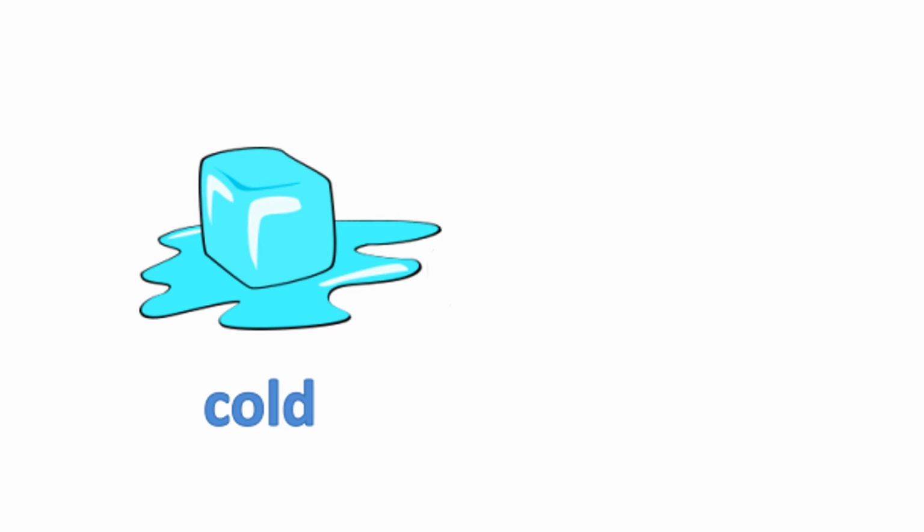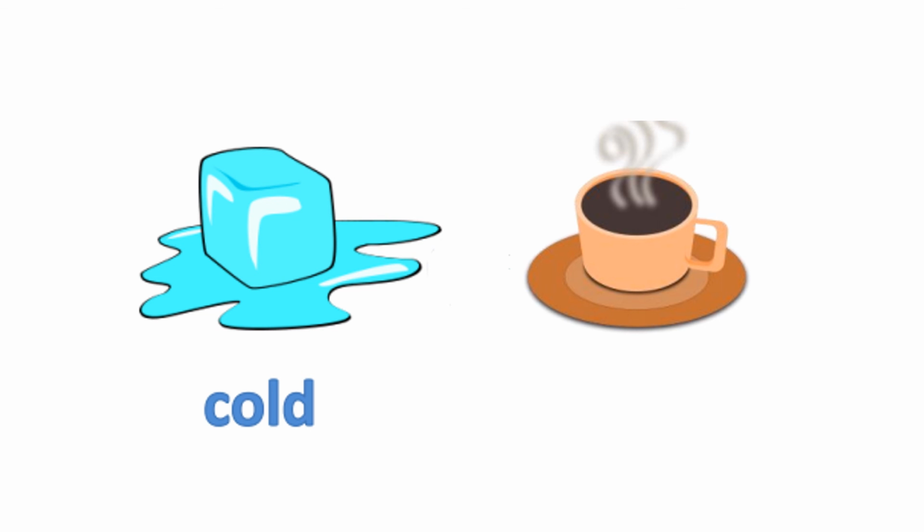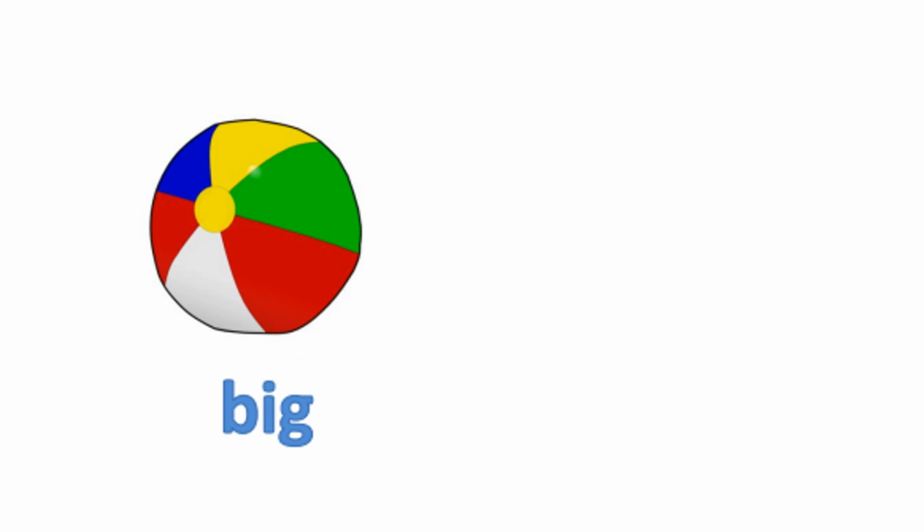Opposite of cold, like ice cream, ice cubes, cold. Hot, opposite of cold is hot. Hot like tea, like coffee. Big, opposite of big. Big ball. Small ball. Opposite of big is small.